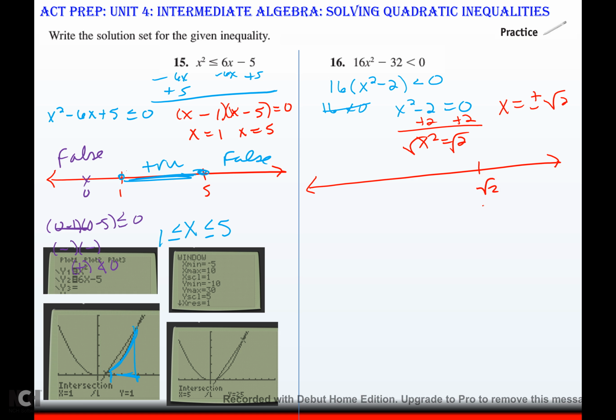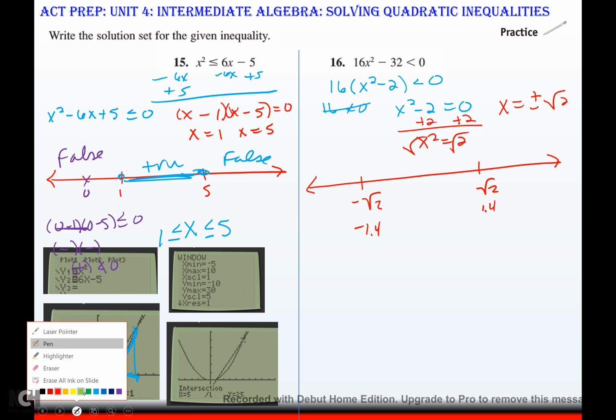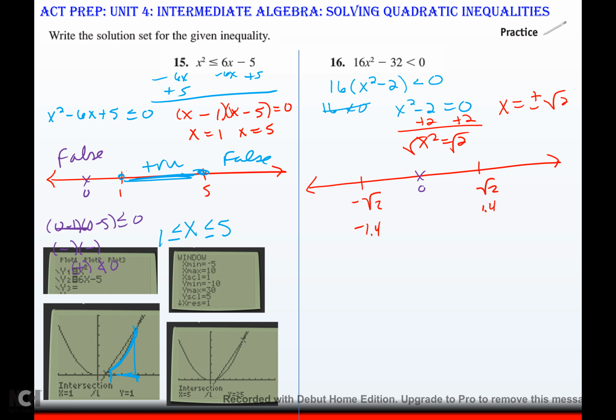I mean, if you want to know, it's approximately 1.4 something, and negative square root of 2 would be negative 1.4 something. Alright, so when we test, again, I'm just going to test one section. I'm going to test the center, because 0 is easy to test. And if I plug that back into the original, I'd have 16 times 0 squared minus 32 less than 0. Is that true? Yes, a negative is. So it's between, but not included.